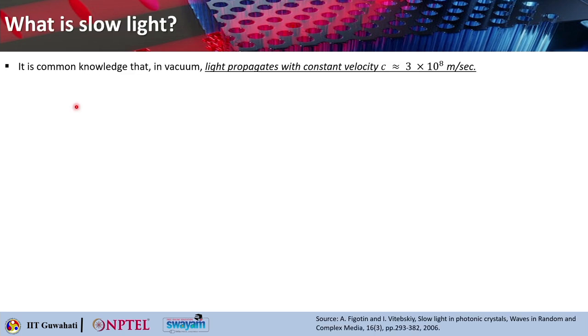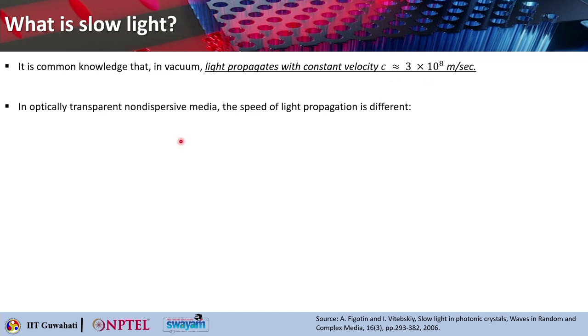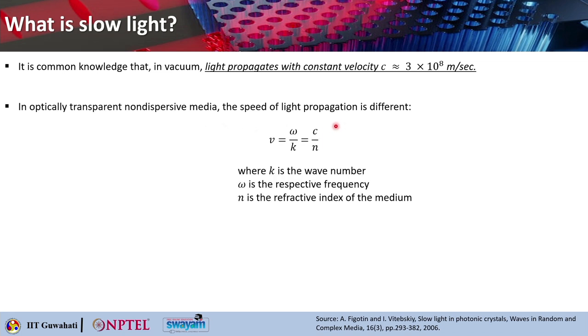So, let us go into the background of light, and we all have been knowing this from our school days that in vacuum light propagates with a constant velocity c that is equivalent to 3 into 10 to the power 8 meter per second. In optically transparent non-dispersive media, the speed of light propagation is different, and the speed is not c, it is rather v, and v equals omega by k, that is equal to c by n.